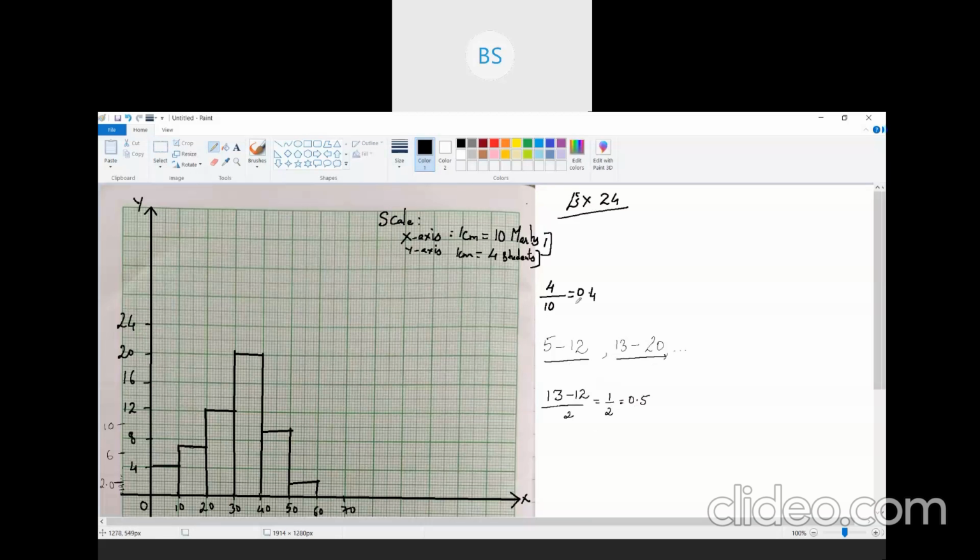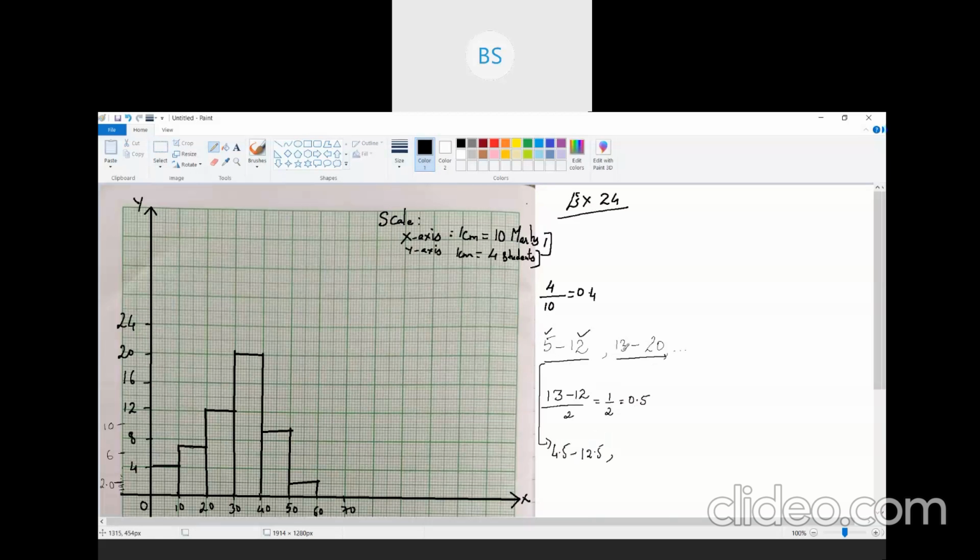So what we do is, for the lower limit we subtract this value, 0.5, and for the upper limit we add this value. So the new class intervals will be 5 minus 0.5, that is 4.5, to 12 plus 0.5, that is 12.5. So this will be the first new class interval.